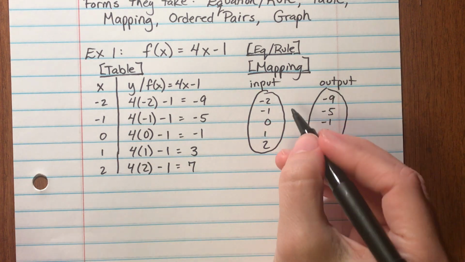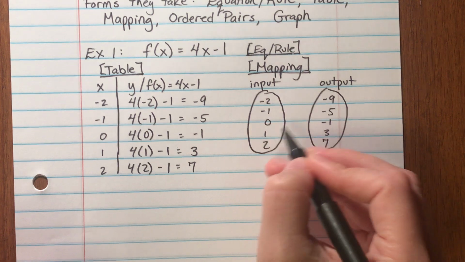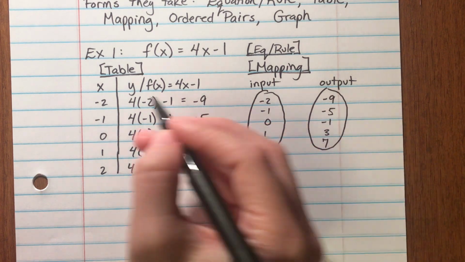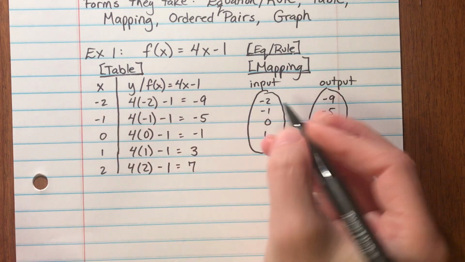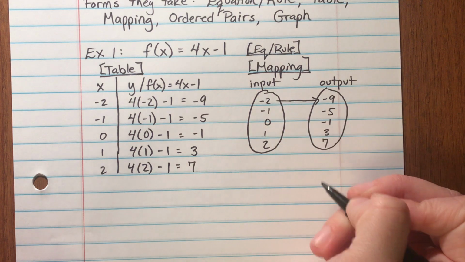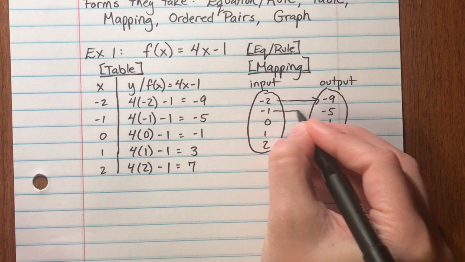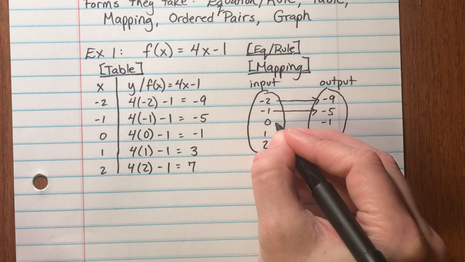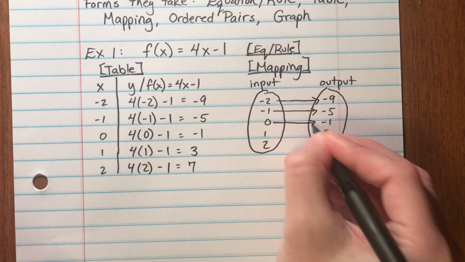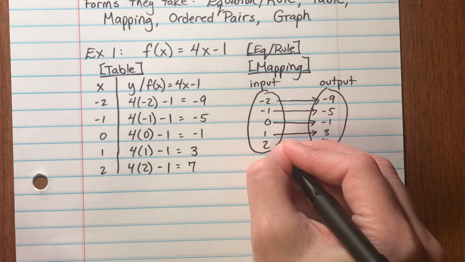And then it's called a mapping because what I'm going to do is I'm going to match them up with arrows for the ones that correspond. So notice that -2 corresponded with -9. So I'm just going to draw an arrow over there. -1 corresponded with -5. Draw that arrow. 0 corresponded with -1, 1 with 3, and 2 with 7.